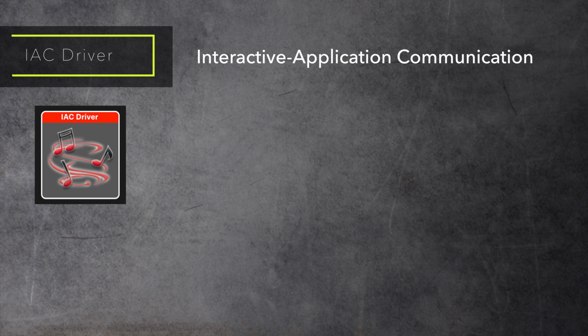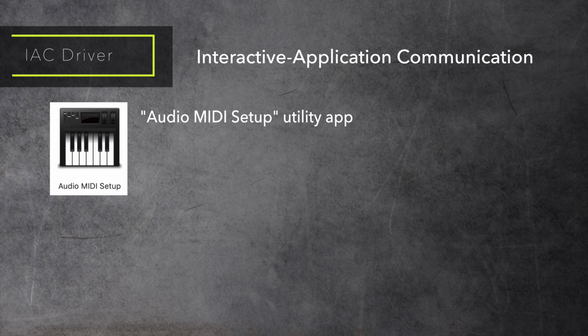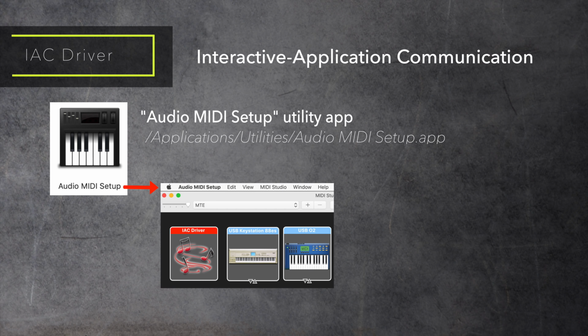The IAC driver is available in the Audio MIDI Setup utility app along with any other MIDI device available on your computer. For example, all the external MIDI keyboards and MIDI controllers that are connected to your computer. Open the Audio MIDI Setup utility app located in the Utilities folder inside the Applications folder and open its MIDI Studio window. Key command, Command 2.